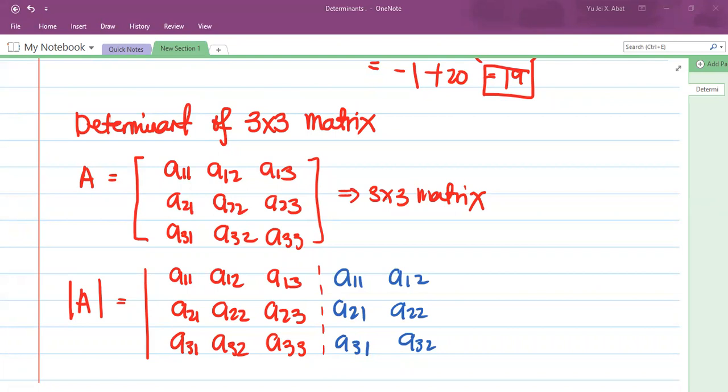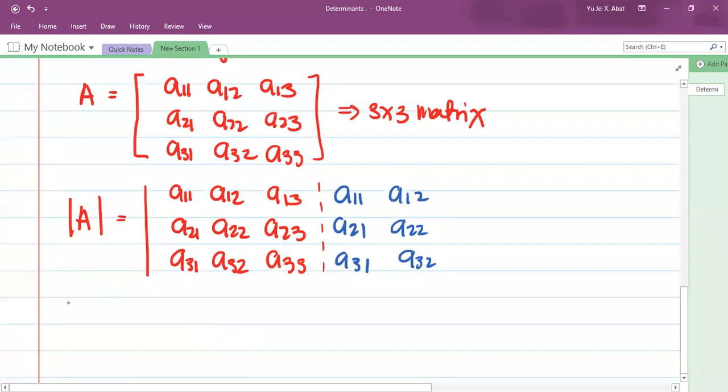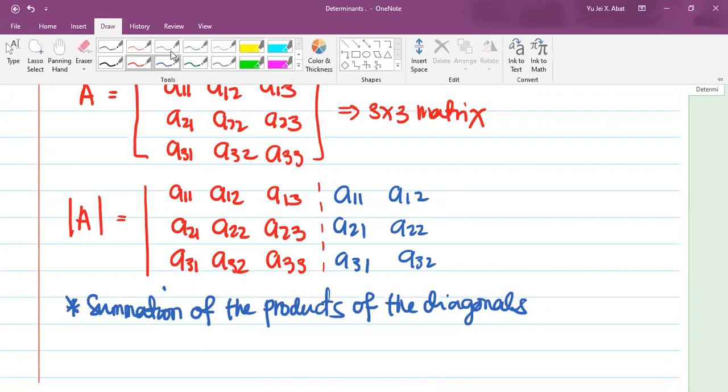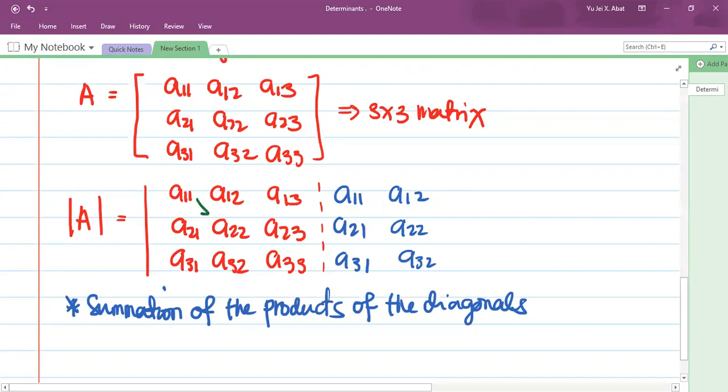Ayan. So in that, ang gagawin ko, I will get the summation of the products of the diagonals. So ano yung summation ng products ng diagonal? So una kong diagonal is ganito. I have the first diagonal, A11 times A22 times A33. I have the second diagonal, A12, A23, and A31. I have the third diagonal, A13, A21, and then A32. Okay, so yun yung magiging formula natin.